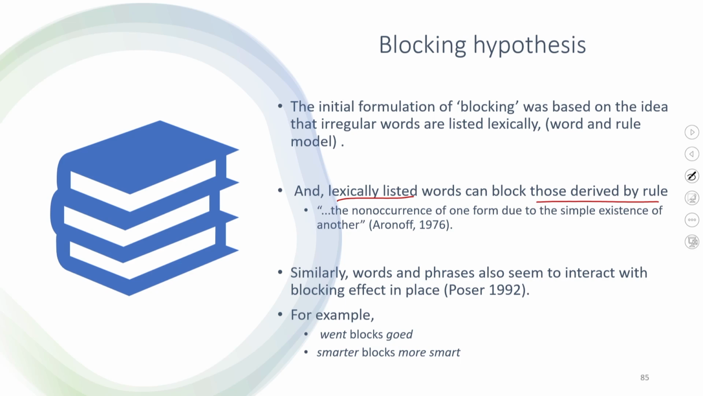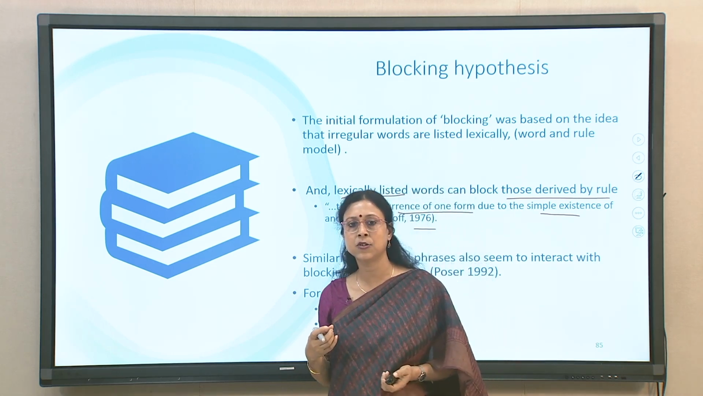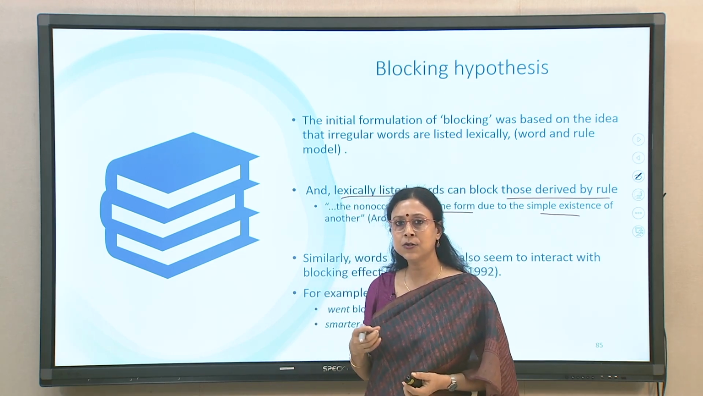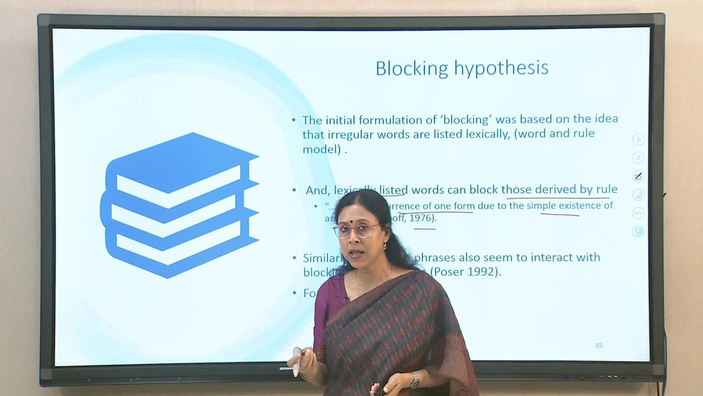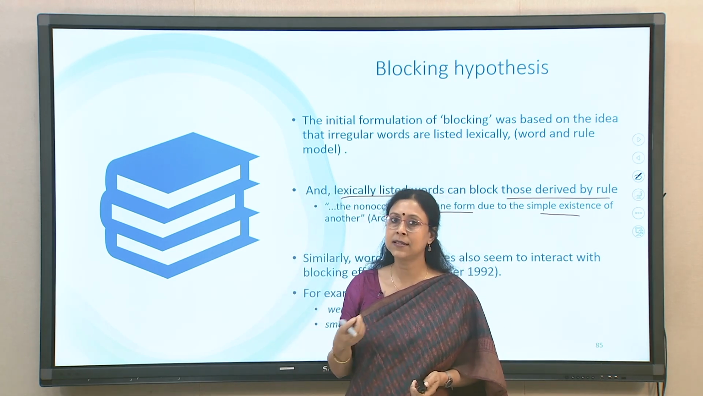This is how Aronoff, to whom this entire idea goes back, Aronoff 1976, puts it: the non-occurrence of one form due to the simple existence of another. This is blocking. Certain forms, not only with respect to past tense but various others, as we will see shortly, can occur in two possible ways, but one seems to block the other. That is the idea of blocking.